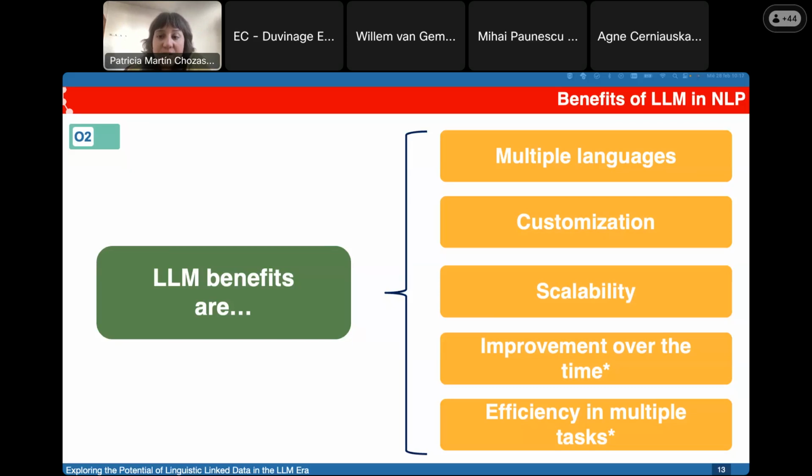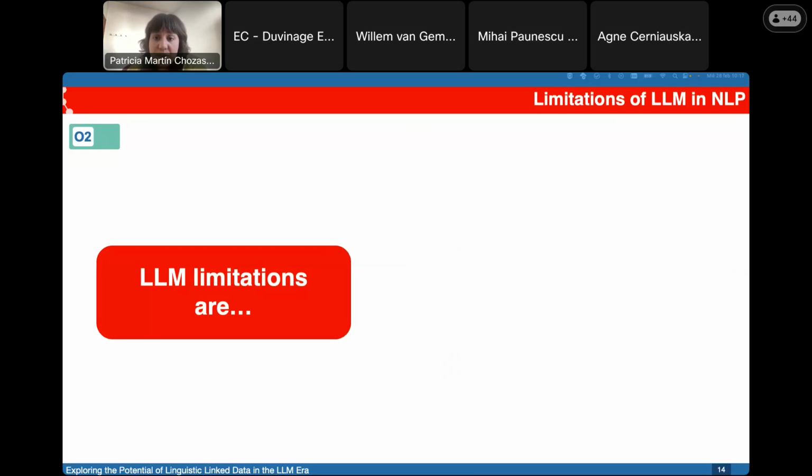Another is that they can also be relatively easy to customize, and they are also scalable, no? Since more and more text can be added to continue training them, which leads to an improvement over time. And they are also known to be efficient in a multiple variety of tasks. However, they present some limitations as well.